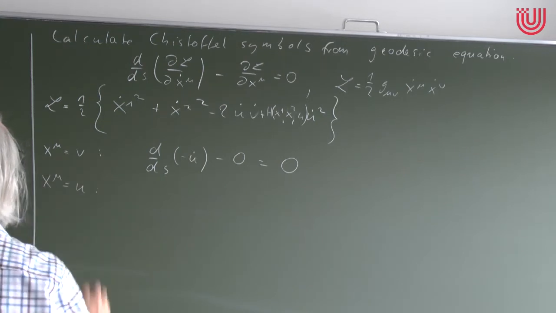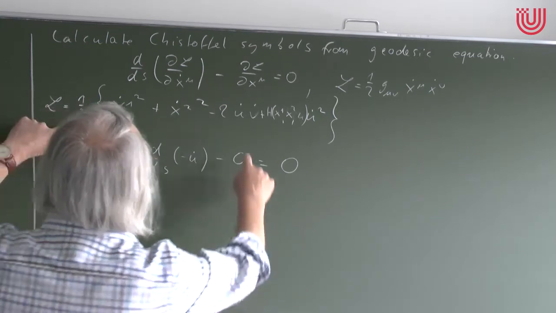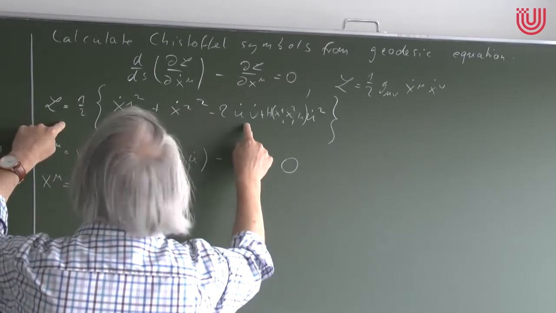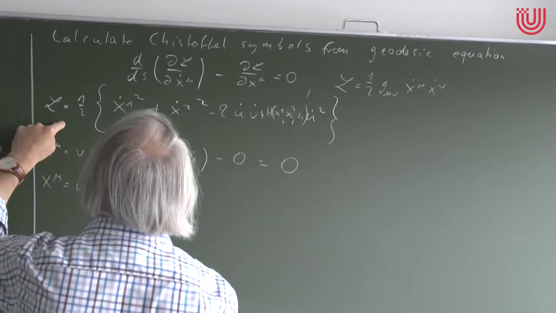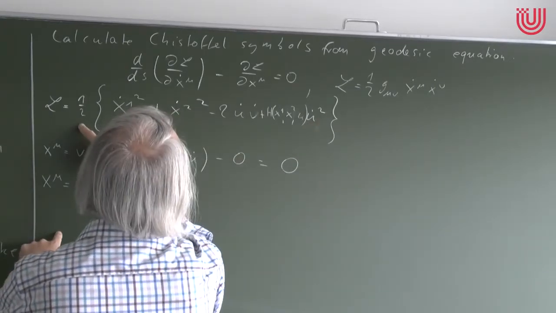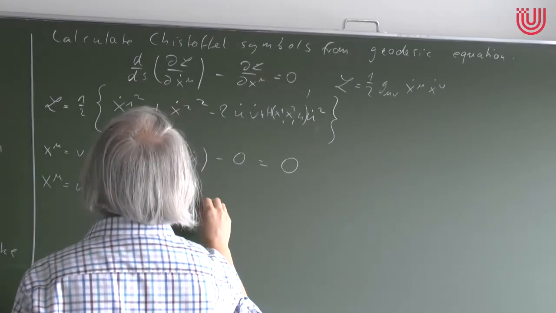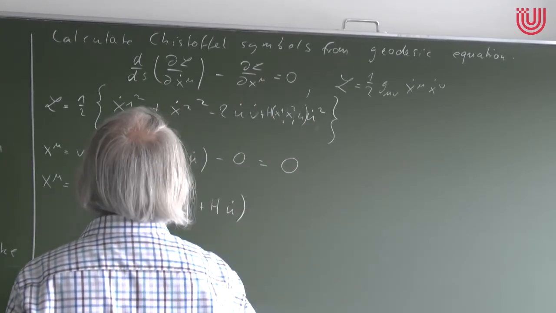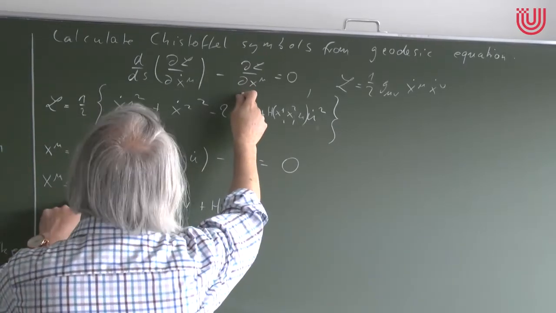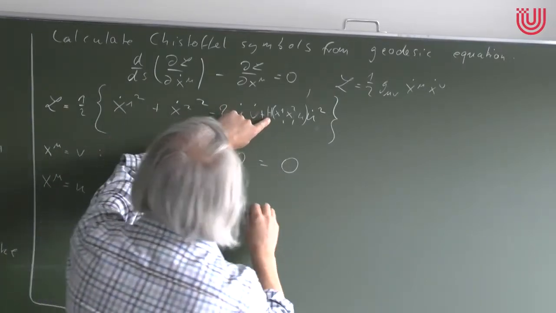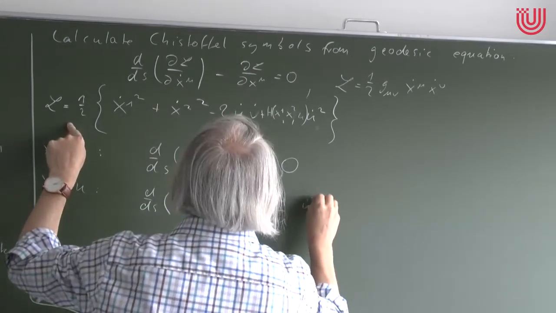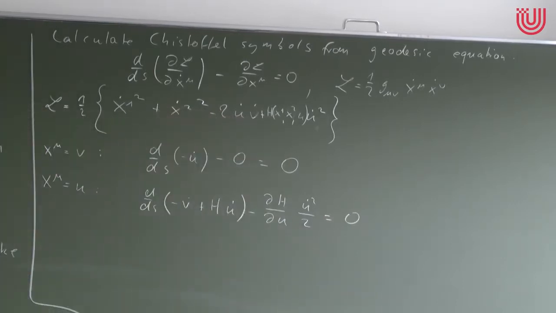And the other ones are not much more complicated. x^μ equal u. Then here I get d by ds of minus v dot, and here I also have a u dot. 2 divided by 2 gives h u dot. Okay? So this was this term. And then minus ∂L by ∂u. Where's the u dependence? Here's the u dependence. Minus 1/2 dh by du, u dot squared. That's the second equation. Okay.